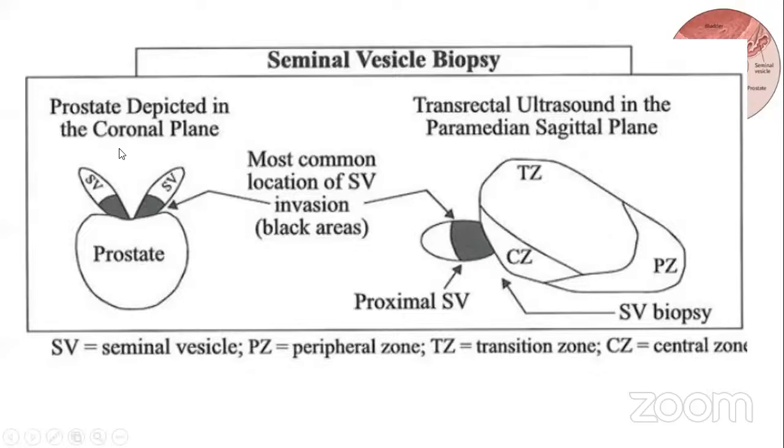So this is the prostate depicted in the coronal plane, and this is in the sagittal paramedian plane. Okay, so this is the peripheral zone, central zone, and transitional zone. This is the seminal vesicle, this is the proximal, and this is the distal part.